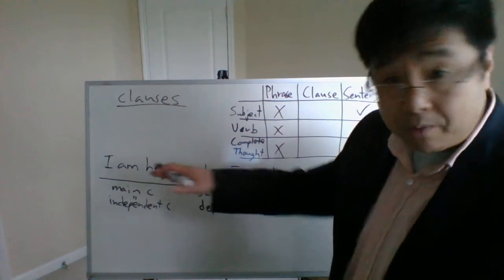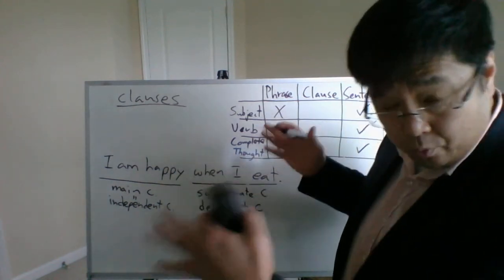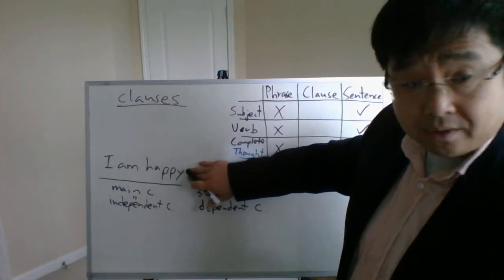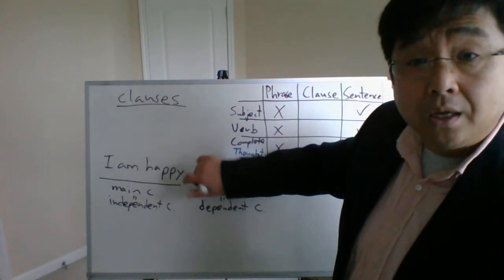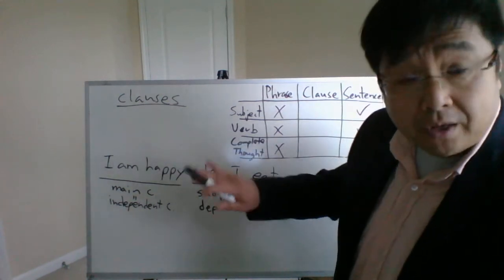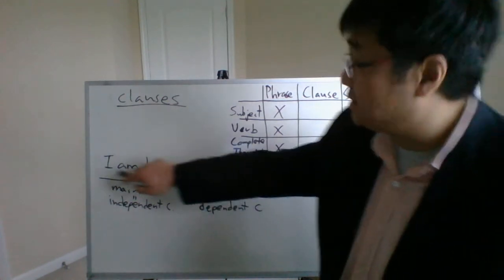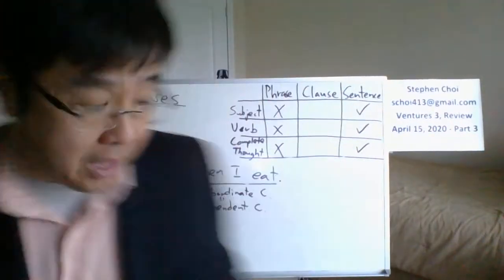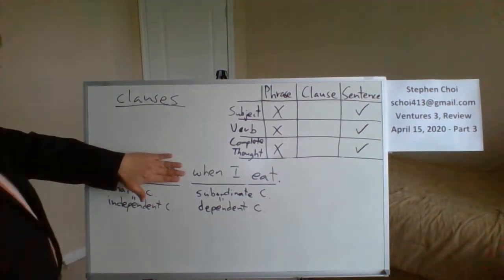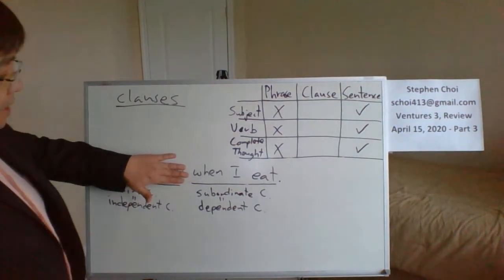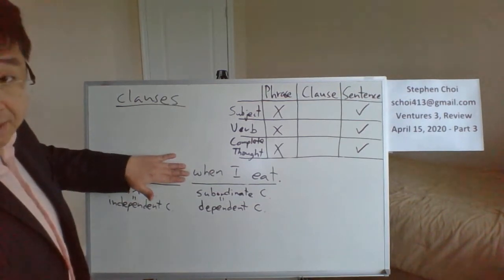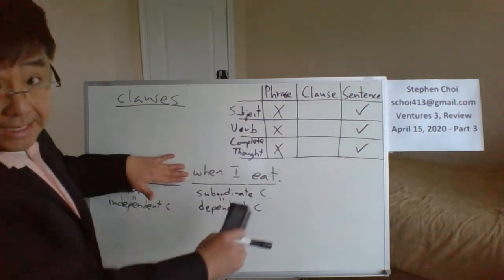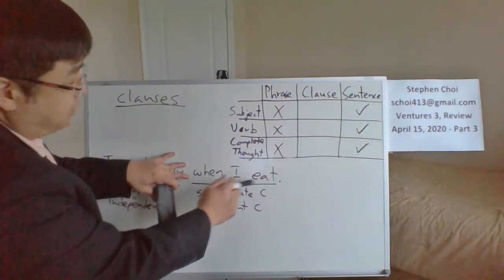We call it a clause only because it's within a complex sentence. But if you got rid of this part and put a period right there, I am happy is perfectly good as a sentence. So that's why this is the main, or independent, clause. On the other hand, if I cover up this part and just say, when I eat, remember we talked about that in the complete sentence? When I eat, it has a subject and a verb.